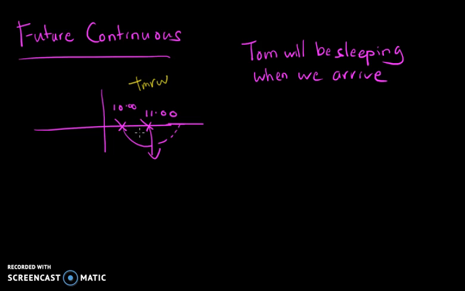So the action of sleeping will begin before we arrive, and it will be in progress at a particular time in the future, and probably his sleep will continue. So this is how you use the future continuous. I hope with the help of the timeline diagram you get a better idea on when you should use past continuous, present continuous, and future continuous.